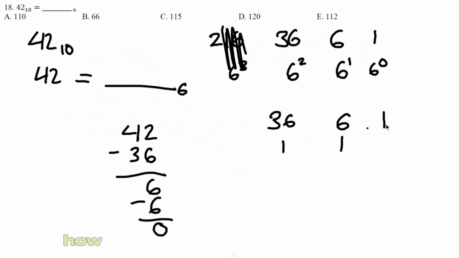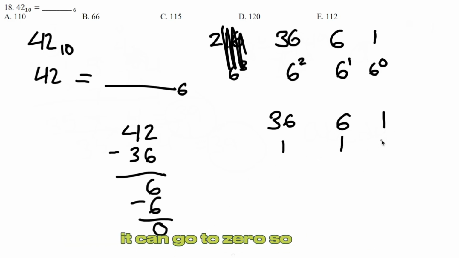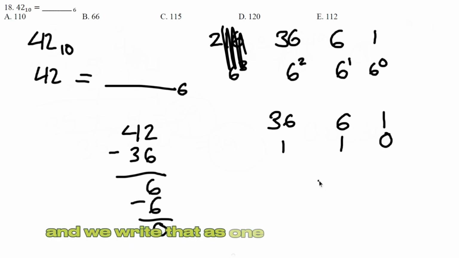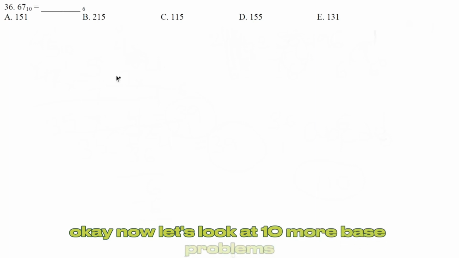And finally, how many times does 1 go into 0? It can go into 0, so it's 0. So now we have 1, 1, 0. And we write that as one big number, 110. And that's your answer. Okay, now let's look at 10 more base problems.